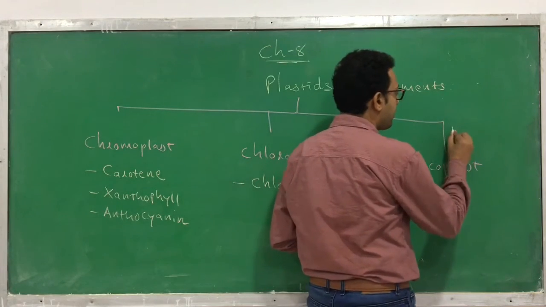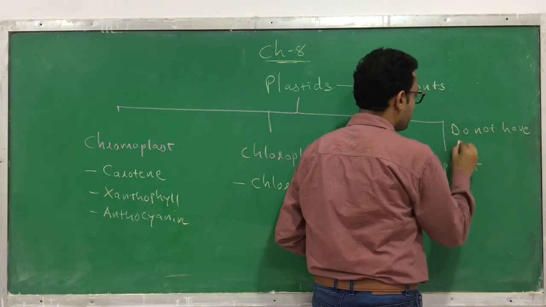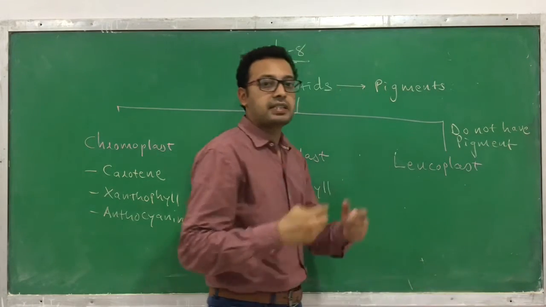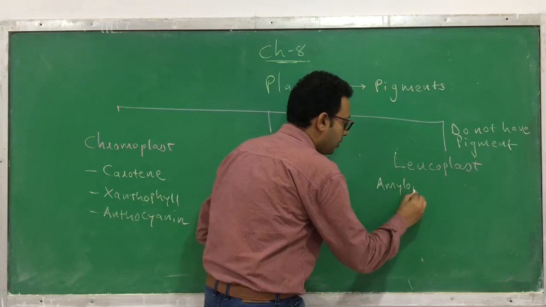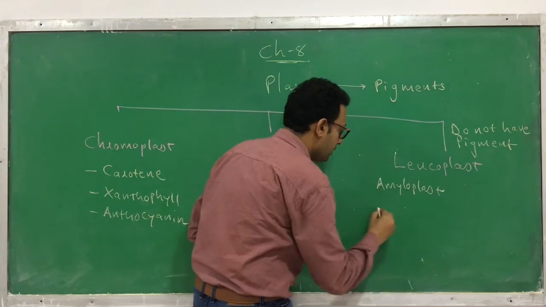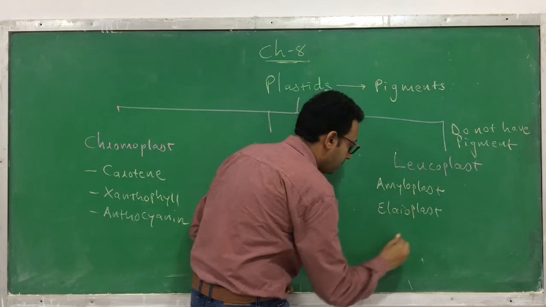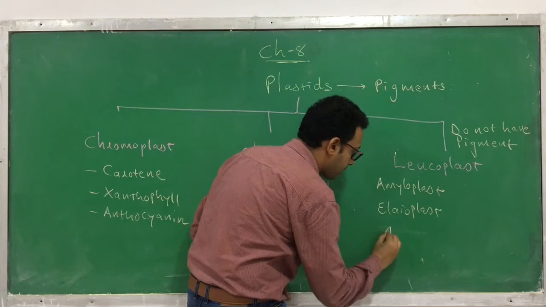Leucoplast does not have pigments. But they store some material, and based on that they are named amyloplast, elaioplast, and the third one, aleuroplast.